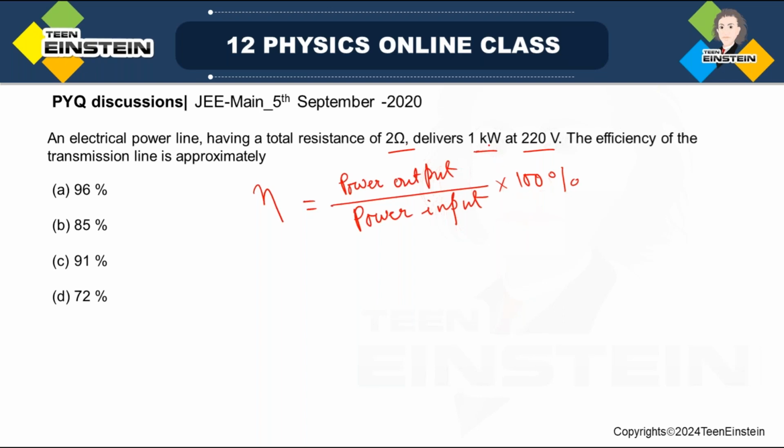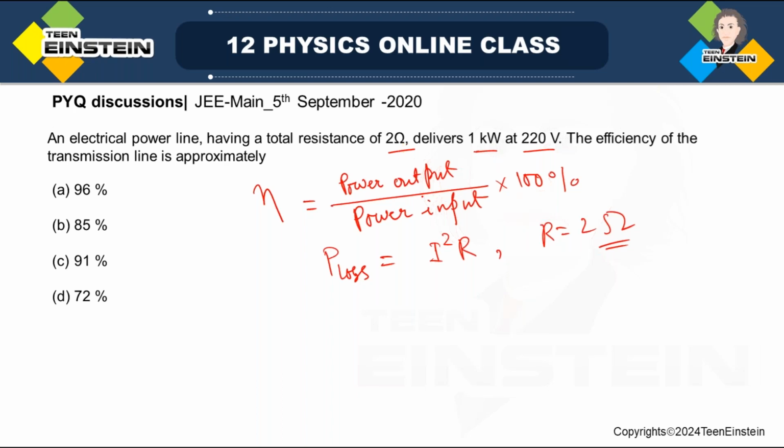Now here see, the line has total resistance. It has certain resistance as well. That means there will be some power loss, isn't it? So what is the power loss here? How to find out? I need to know the resistive loss, which will be I square R only, right? I square R. I have to know the current in the line, and I know R, capital R, is here 2 ohm.